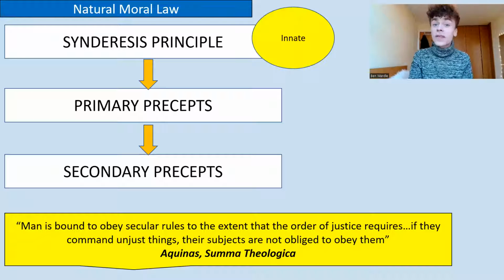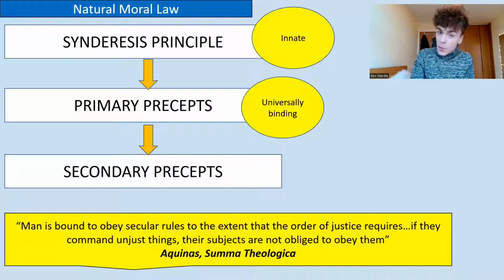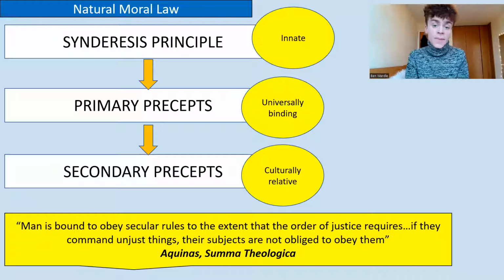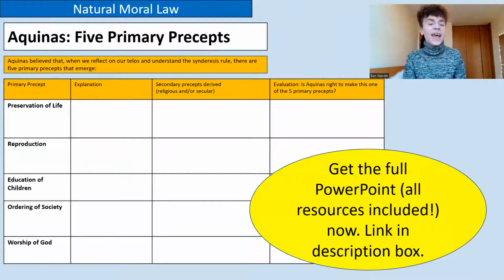So, Synderesis principle, innate, it is within you, as you know. The primary precepts are universally binding, whereas the secondary precepts may be culturally relative. Let's take a look then, shall we, at those 5 primary precepts. And as I say, Aquinas believes that when we reflect on our telos and understand the Synderesis rule, there are 5 primary precepts that emerge.